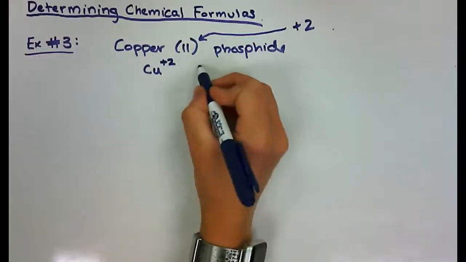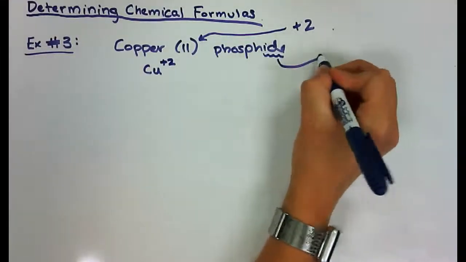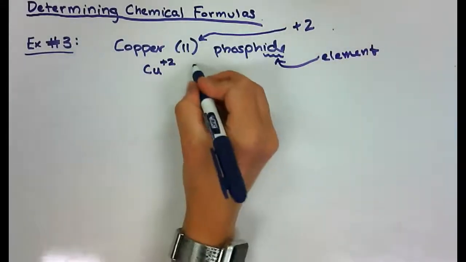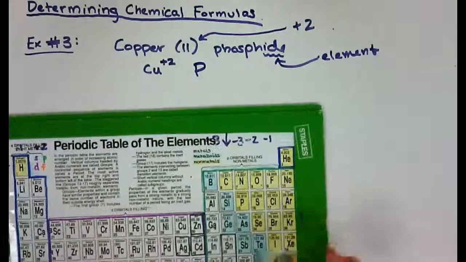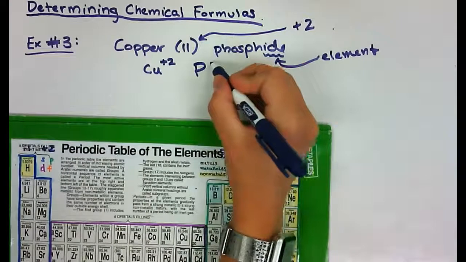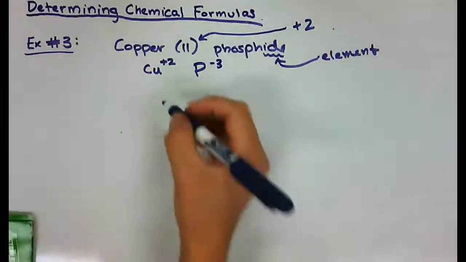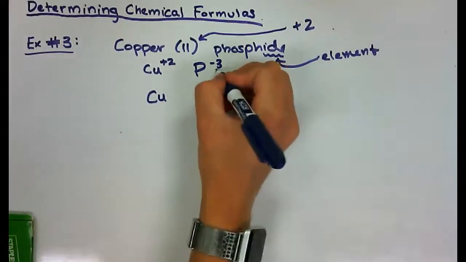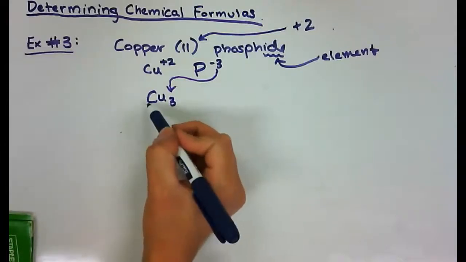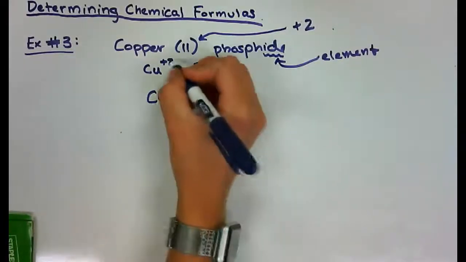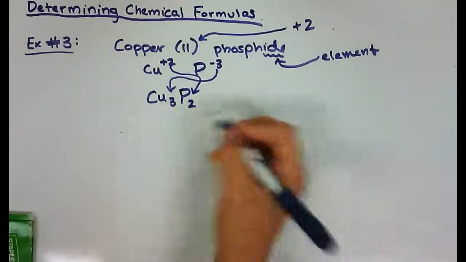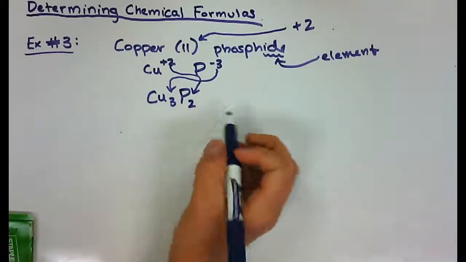And then phosphide, that ide is indicating to us that this is an element. That ide tells us it's the element phosphorus, which if we look back at our periodic table, remember it has a -3 charge, the phosphide ion. So now we just do our crisscross. Copper, this 3 comes down and becomes the subscript on copper, telling us that there are 3 copper atoms. And this 2 comes down, telling us that there are 2 phosphorus atoms. So our chemical formula is Cu3P2.